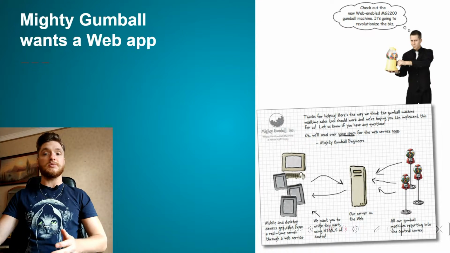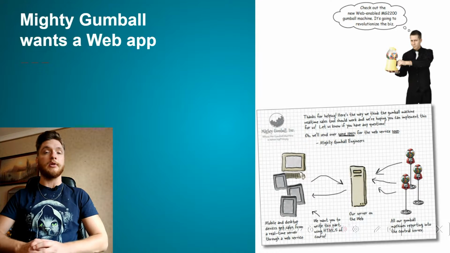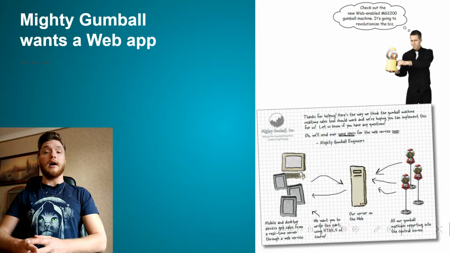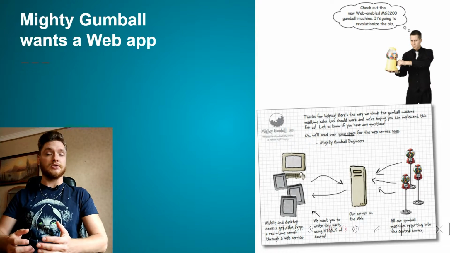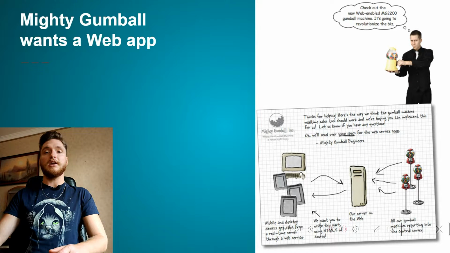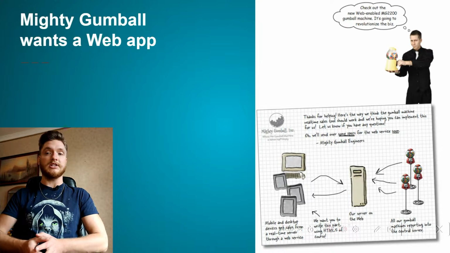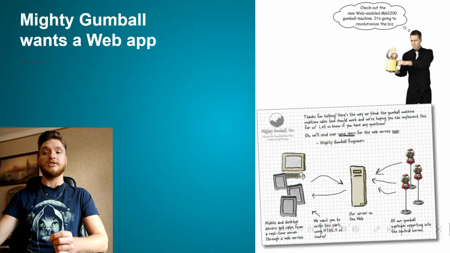Now, it almost goes without saying that Mighty Jumble are Jumble experts, not software developers, and so they'd like our help building a tool to help them monitor Jumble sales. Here's what they sent over. Thanks for helping. Here is the way we think the Jumble machine real-time sales tool should work, and we're hoping you can implement this for us. Let us know if you have any questions or we'll send over some specs for the web service soon.